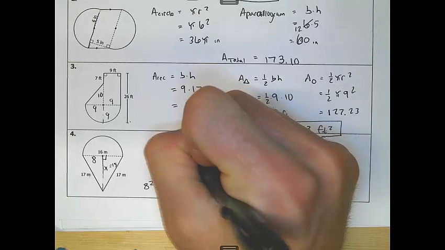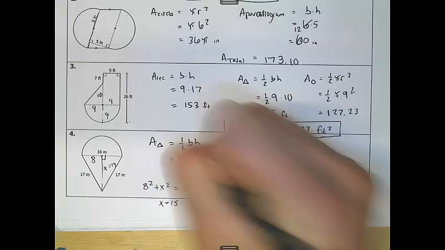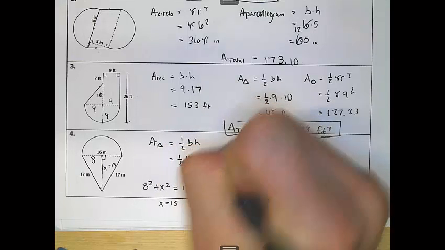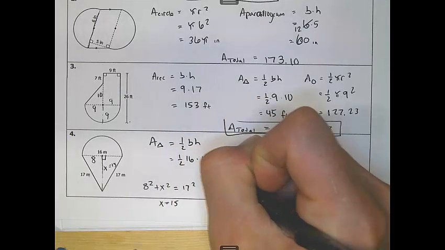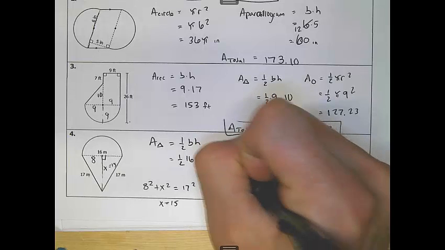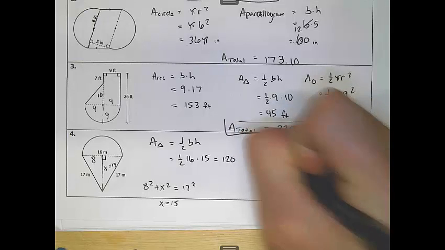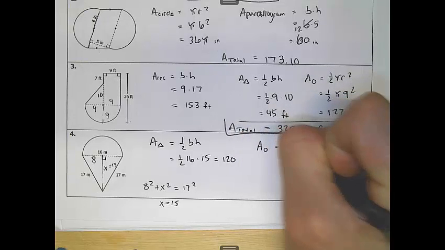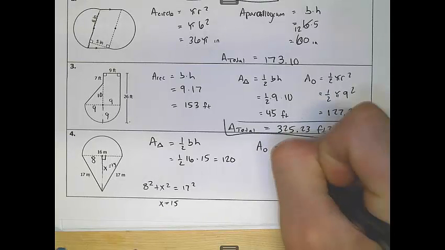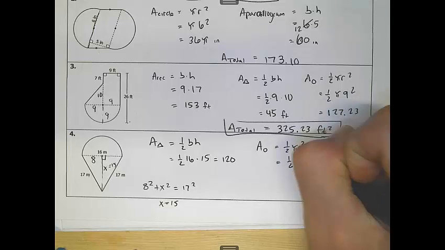So it's going to be 1/2 base times height for the triangle. The base is 16. I'm going to use 15 for the height. And that gives us exactly 120. And then we need the area for the circle, which is 1/2 pi r squared because it's a semicircle. So 1/2, and the radius is 8, so pi r squared.